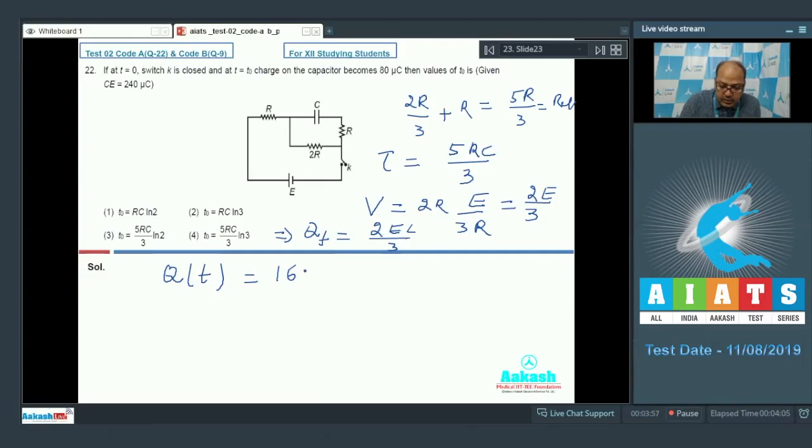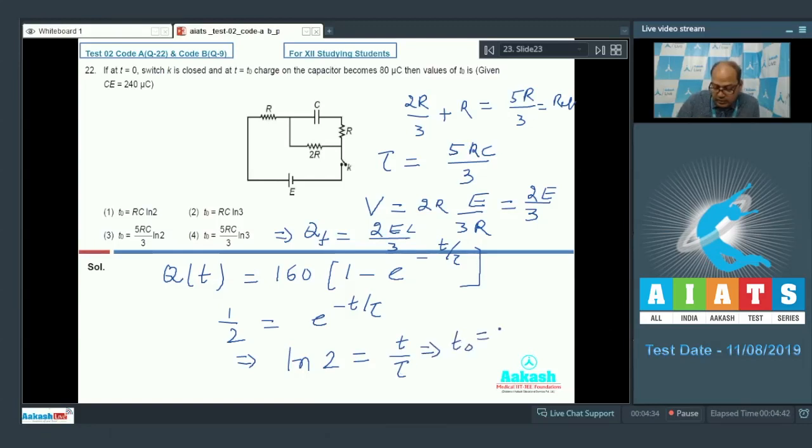So Q at time t is 160 microcoulomb into 1 minus e to the power minus t by tau. Now Q is 80 microcoulomb. If we put that, we get 1 by 2 is equal to e to the power minus t by tau, which means ln2 equal to t by tau, or t, which is t naught, is equal to tau ln2. That means 5RC by 3 ln2, which is matching with option 3. So option 3 is correct.